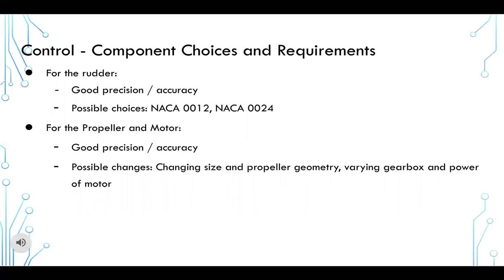Requirements for the propeller and motor would be that they must allow the boat to drive up to 2 meters per second, even though it will probably move at a much slower velocity. The boat must also be stable and track input in very windy conditions, and the motor must run close to the nominal torque. Possible changes could include changing the size of the propeller geometry and varying the gearbox and power of the motor.